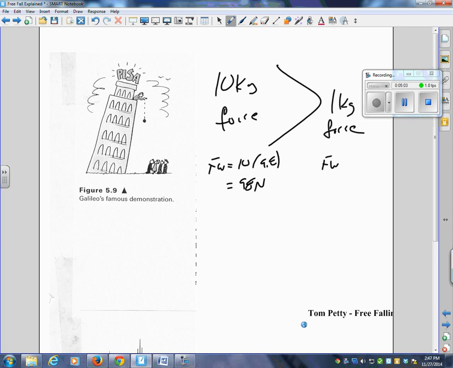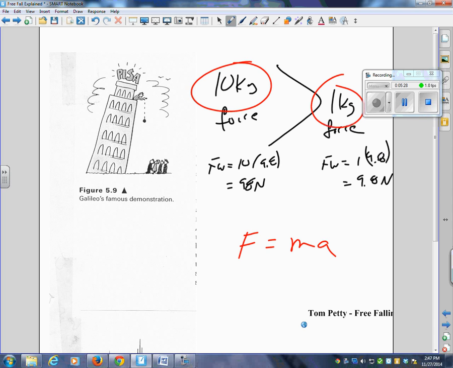Over here, it's 1 times 9.8. The force is 10 times bigger. How come it doesn't go 10 times faster? Because there's one more thing that's 10 times bigger. I've already told you what it is. Mass. And isn't it m times a? So if the force gets 10 times bigger, that's because the mass is 10 times bigger, leaving the a exactly the same.